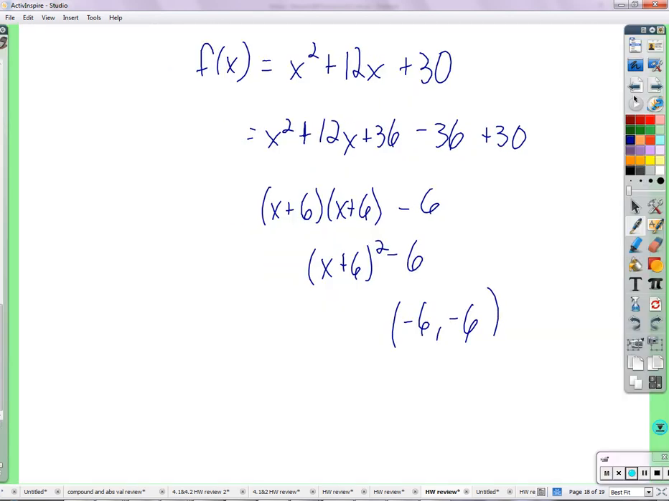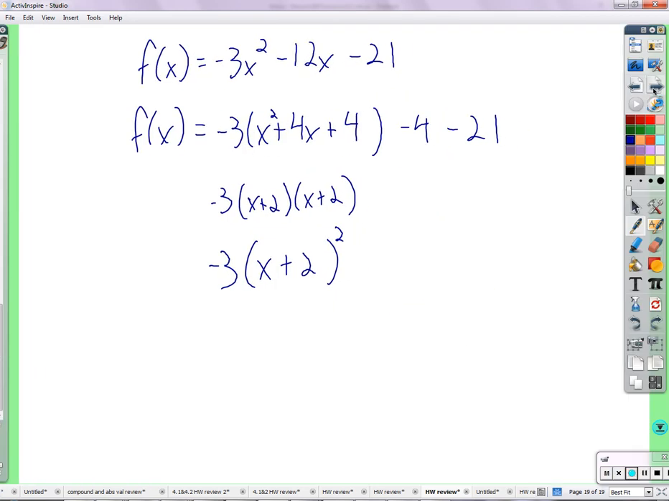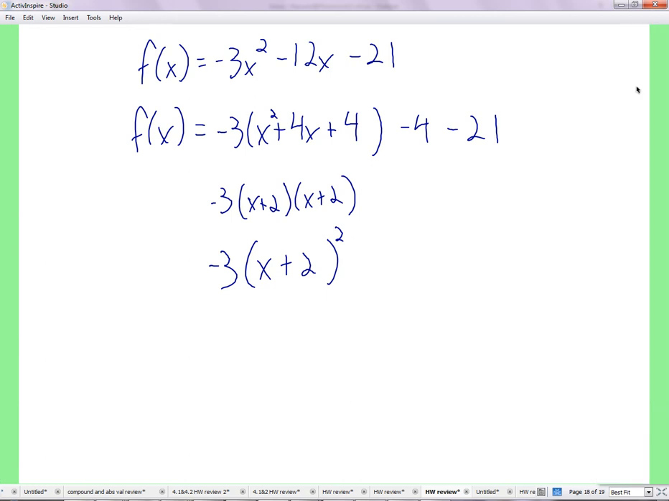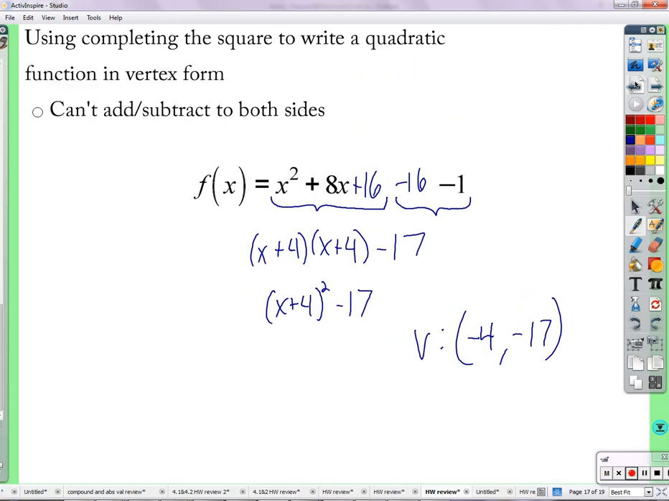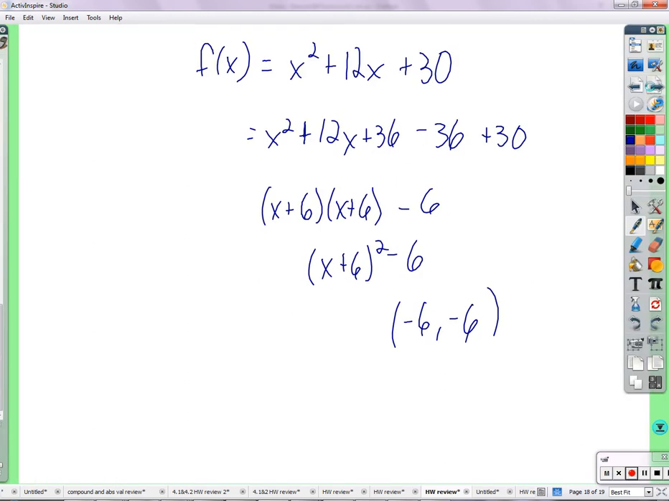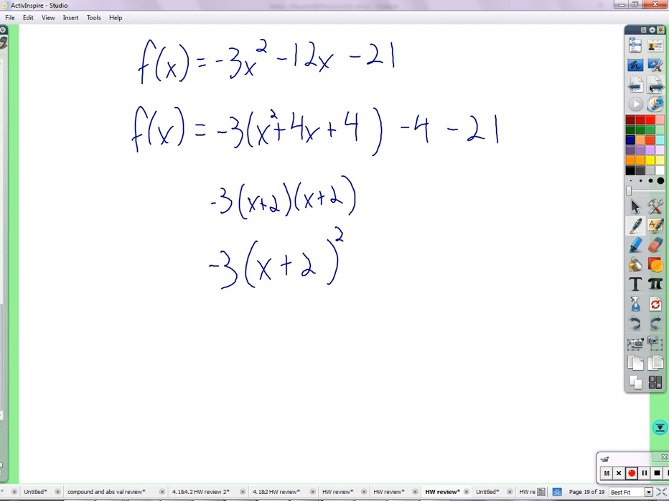The approach we've used before is add 36, subtract 36, add 4, subtract 4, or wait, go back, that's that one. Add 16, subtract 16. Okay. So should we add 4, subtract 4? Yeah.